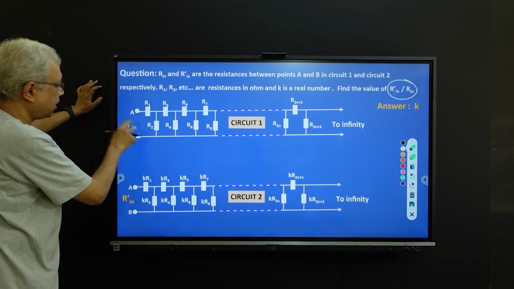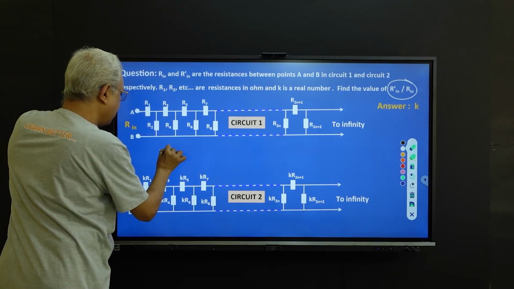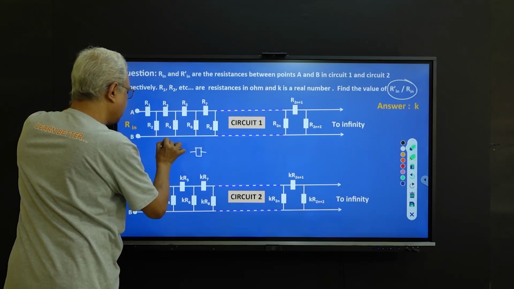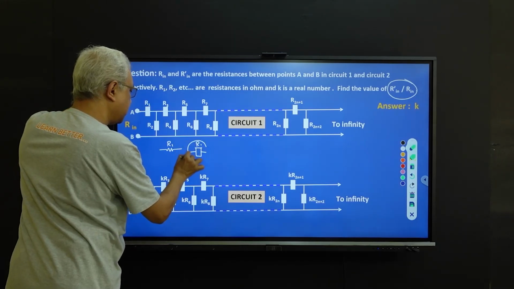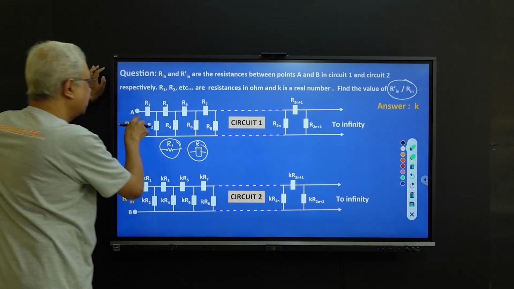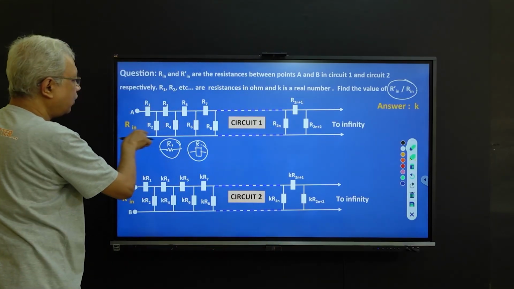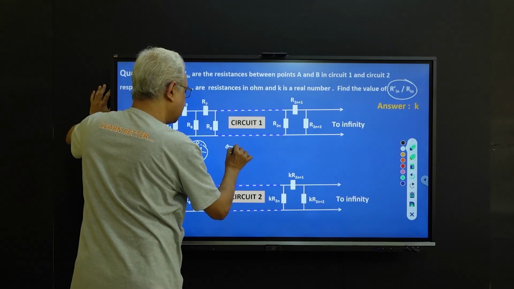This is a resistive circuit. Instead of using this symbol, we have used this symbol for resistance. These are both the same thing. This is an infinite network sort of thing. We call this network a ladder network. Just if we draw the circuit, it is like this.